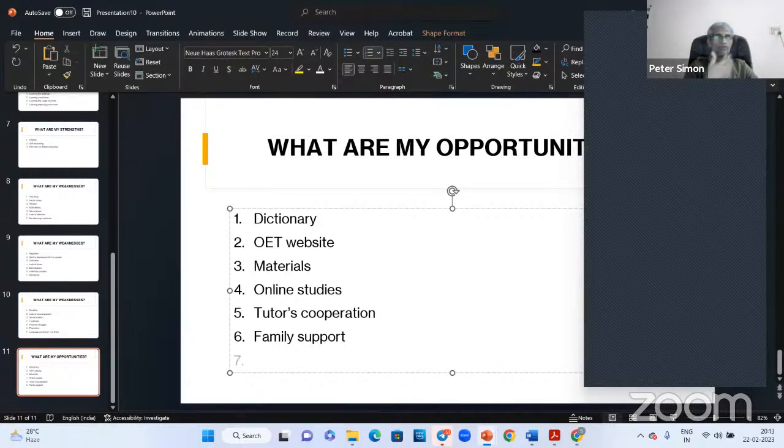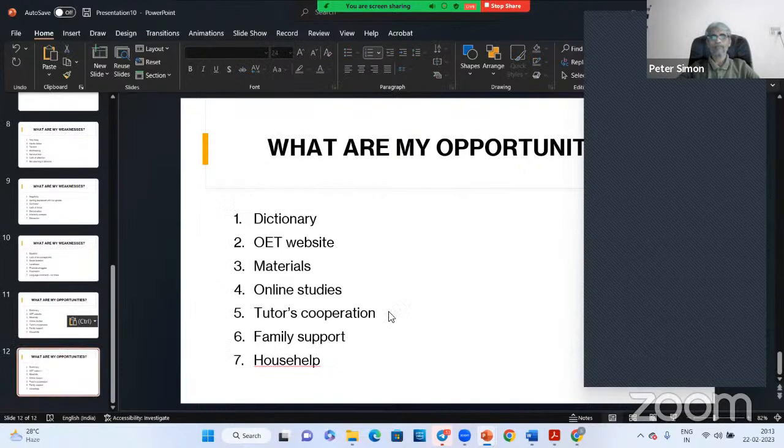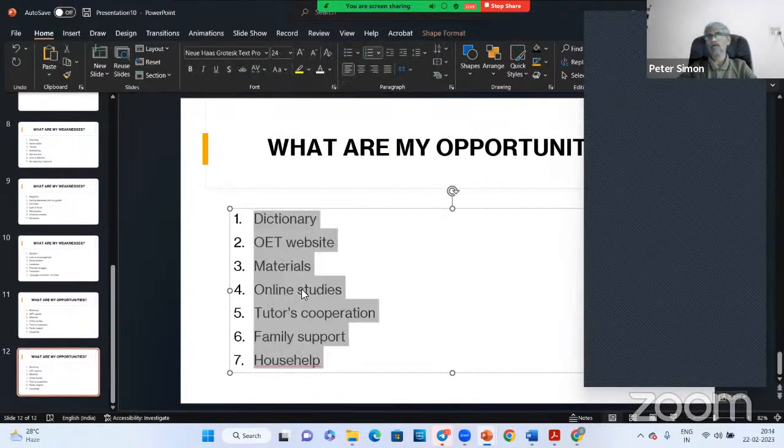Okay, you have a maid and you need not cook. Maybe that is also one thing. So, house help. That means if you don't have time, you can appoint somebody. If you don't have time, you can take support. You can pay them. Something like that. What are the other opportunities you have?